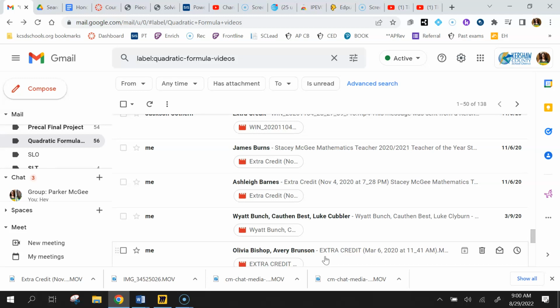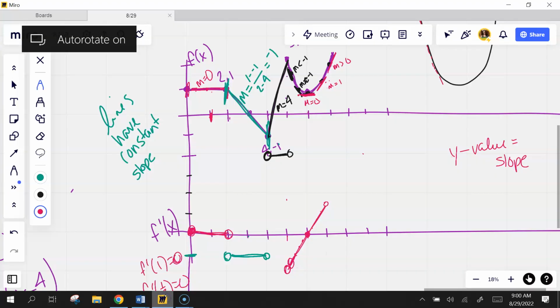Yes, ask me. I'm sorry. So, like, it makes sense, like, the lines make sense, but I don't understand why the parabola was, like, Okay, you don't understand why the parabola was negative?